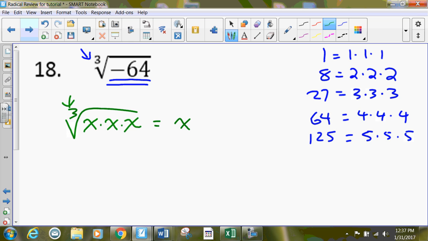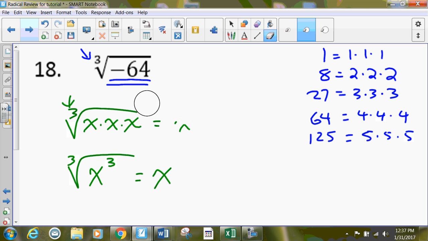That answer would be x. Another way to write this would be the cube root of x cubed. You'll note just like the square root and the square cancel each other out, the cube root and the cube also cancel each other out. So that would be x. But let's go back to our problem.